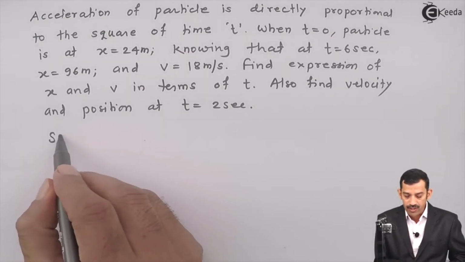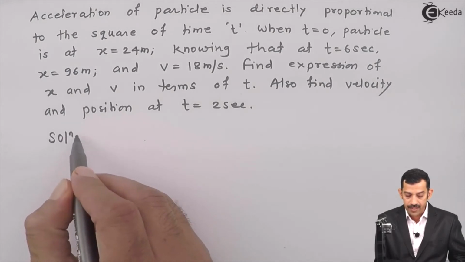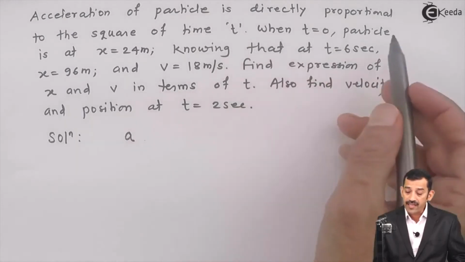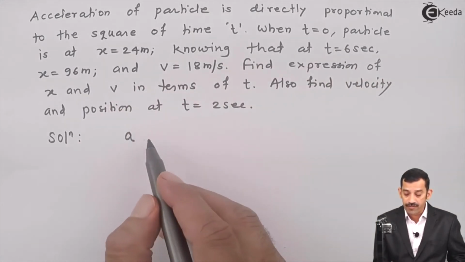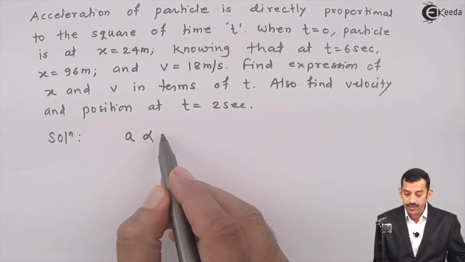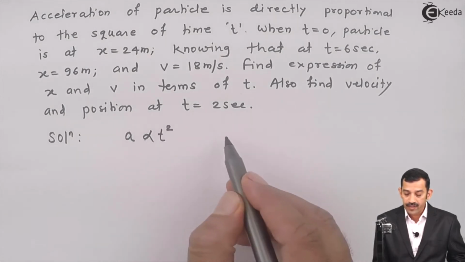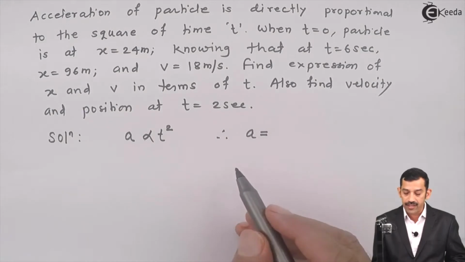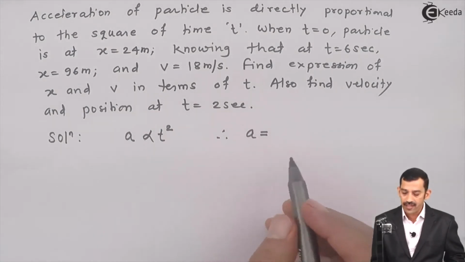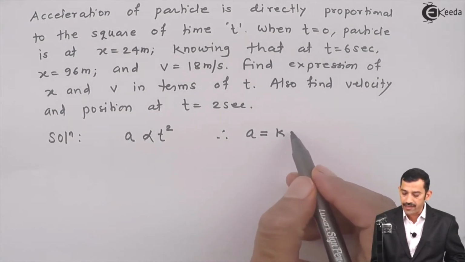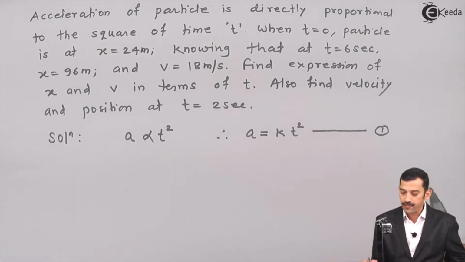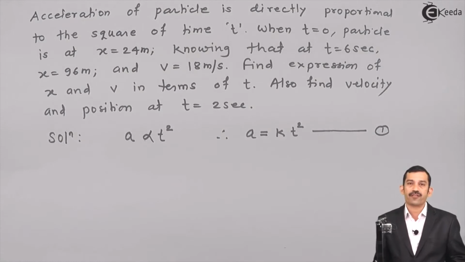That means, in equation form, acceleration a is directly proportional to the square of time t, that is, directly proportional to t square. Therefore, a equals the constant of proportionality, say k, times t square, equation number 1. That means a is a function of time t.